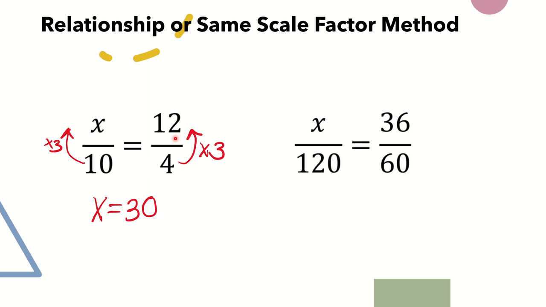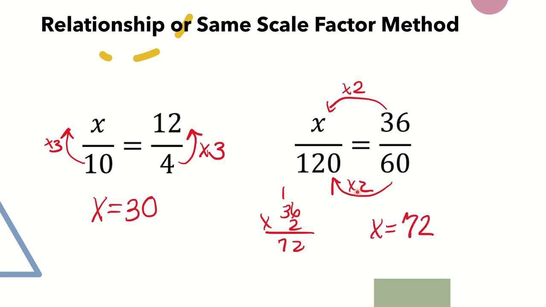And again, we're looking for a relationship. This time, I do not have a relationship this way, but I do have a horizontal relationship. I know that 60 times 2 will give me 120. And I would do the same thing. Whatever I do to the bottom, I also do to the top. So I can go 36 times 2, that gives me 72. So in this case, x is equal to 72.